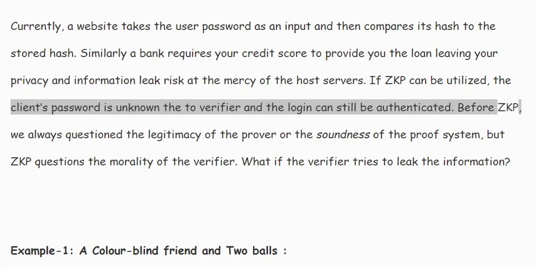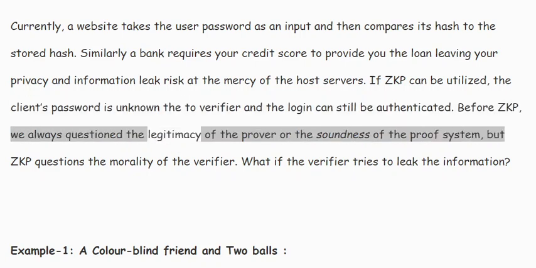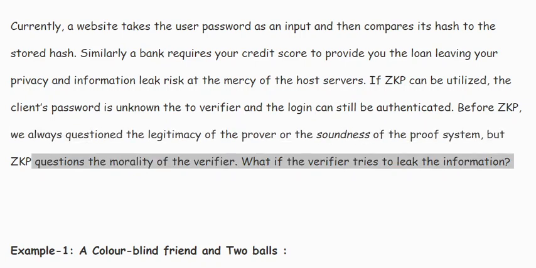Before ZKP, we always questioned the legitimacy of the prover or the soundness of the proof system, but ZKP questions the morality of the verifier. What if the verifier tries to leak the information?